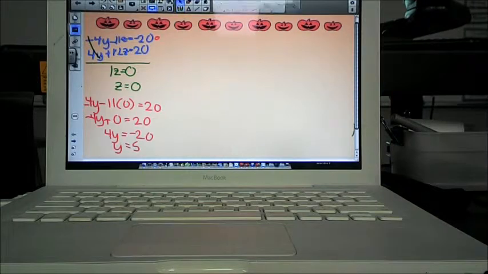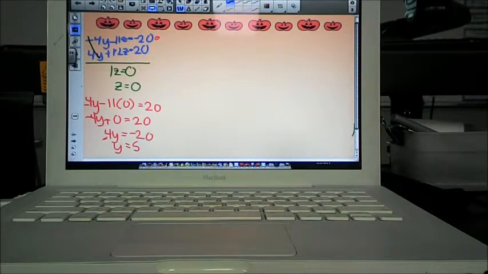You put y equals 5 and z equals 0 into one of your beginning equations, not one of the new equations. I forgot negative 4. It's negative, not positive.